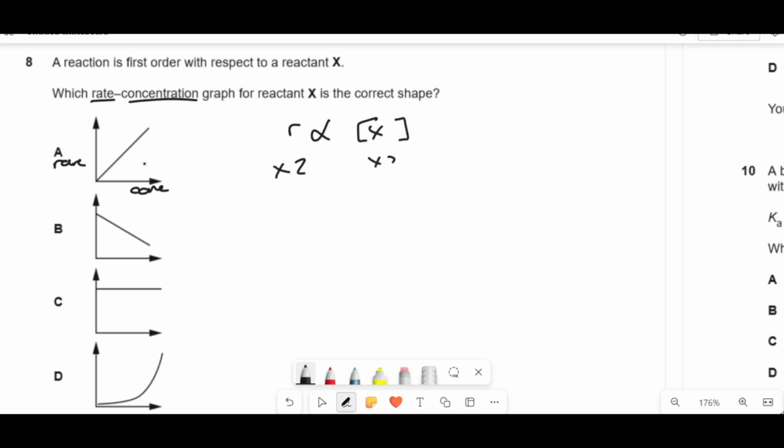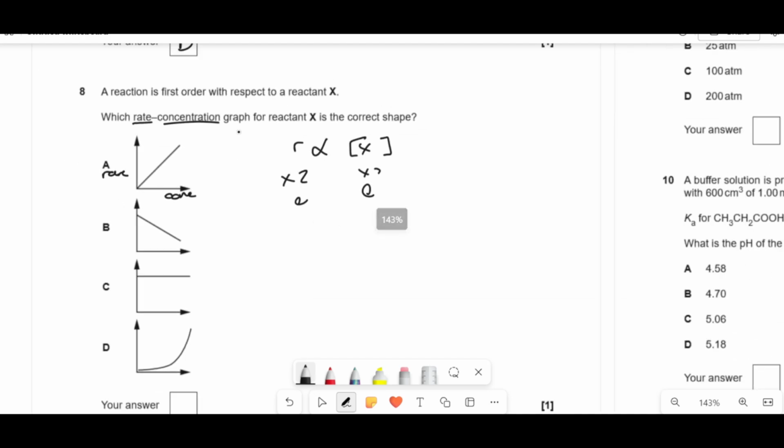So if we're looking at rate and concentration, each step it should increase by the same amount, right? So from here to here, that's how much it's gone up by. If we take that same distance, it's gone up by the same slope, the same straightness. And also, if that's 0, that's 0. It's gone straight through the origin, and it's increasing with concentration, so it's got to be A.